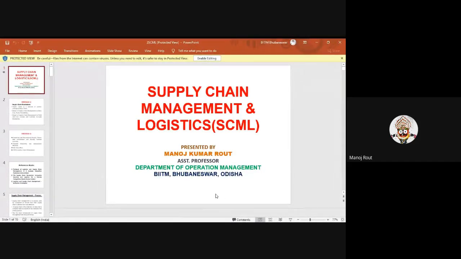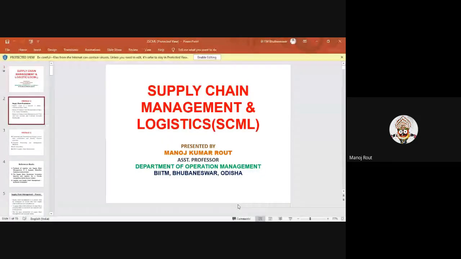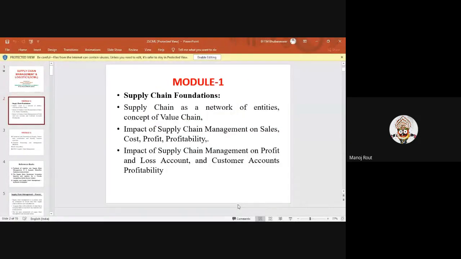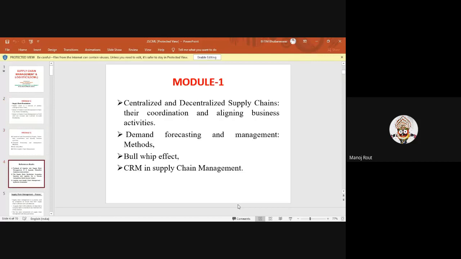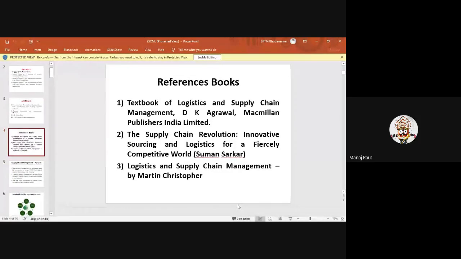So here we have already discussed the basic foundation related to supply chain management. In the previous class, we discussed the foundation of supply chains, which belongs to your module number 1. These are the reference books, as I told in the last class: the textbook of Logistics and Supply Chain Management by D.K. Agarwal, Supply Chain Revolutions by Suman Sarkar, and Logistics and Supply Chain Management by Martin Christopher.